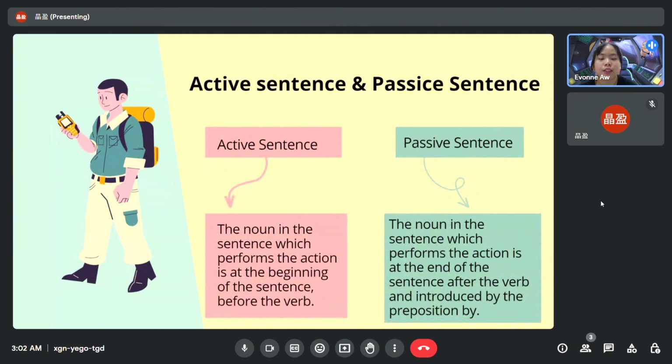There are two types of sentences, active sentence and passive sentence. Active sentence, the noun in the sentence which performs the action is at the beginning of the sentence before the verb. For passive sentence, the noun in the sentence which performs the action is at the end of the sentence after the verb and introduced by the preposition by.